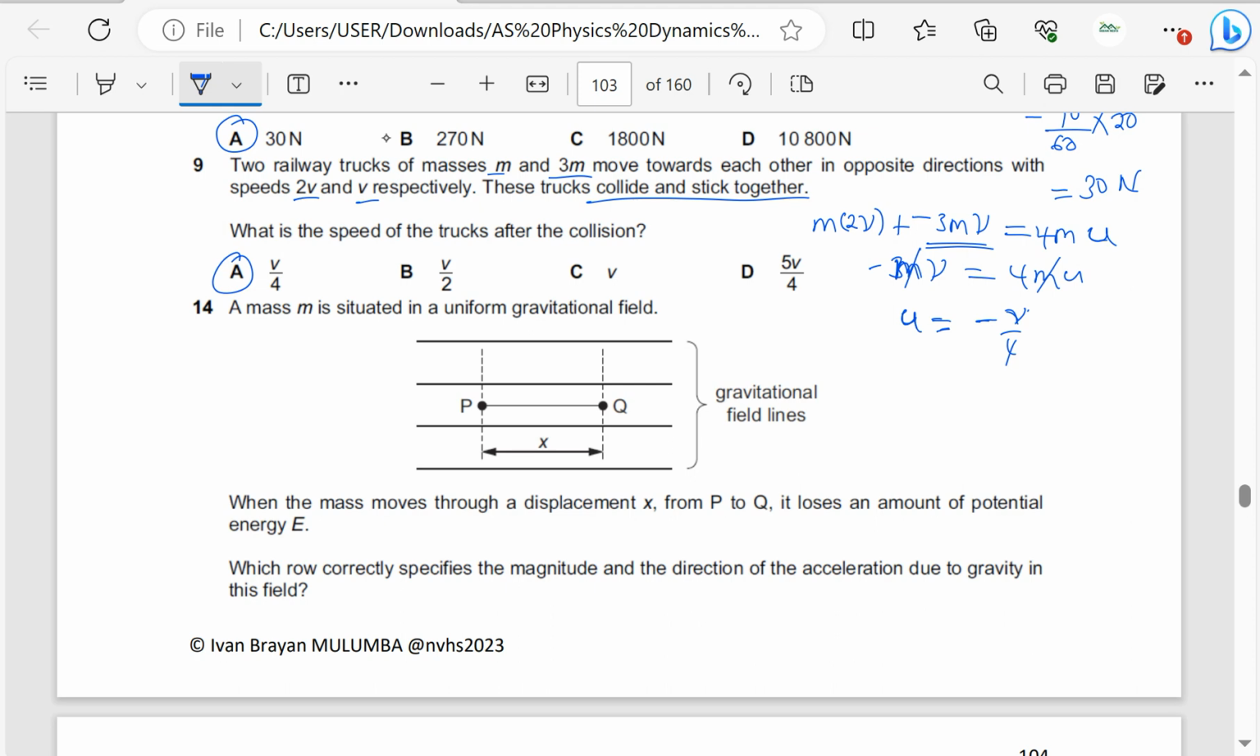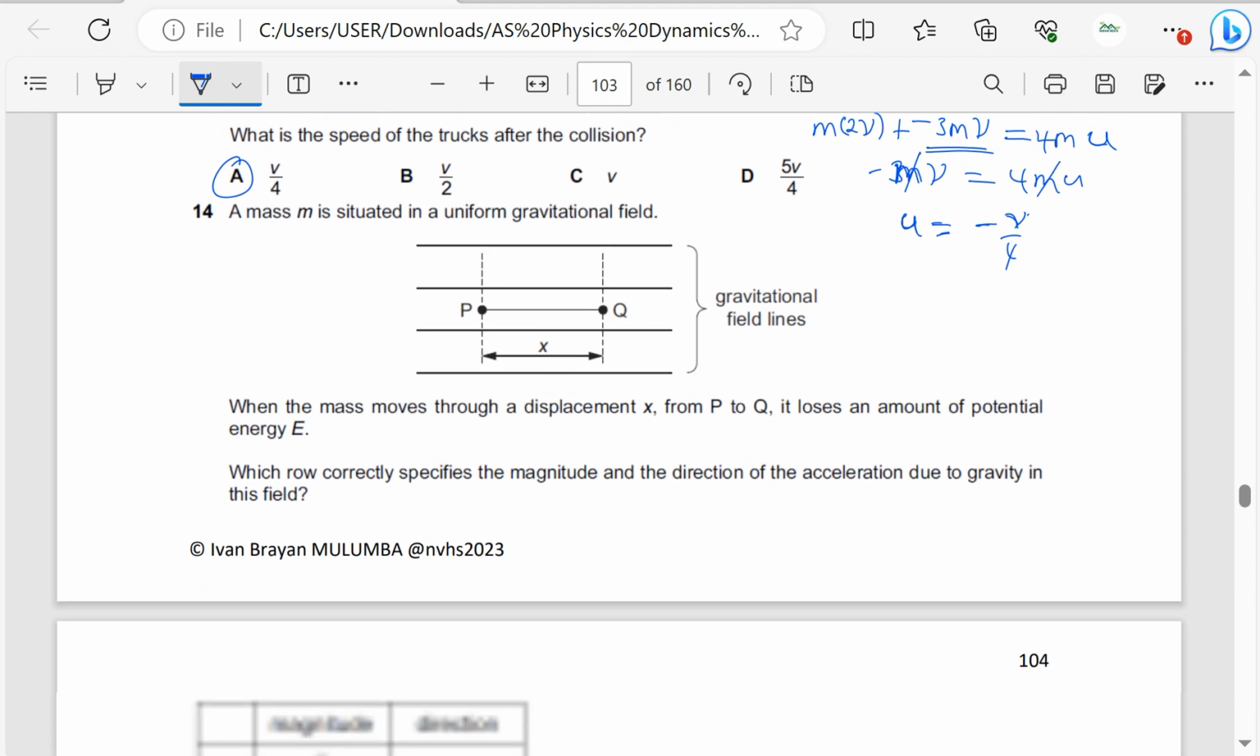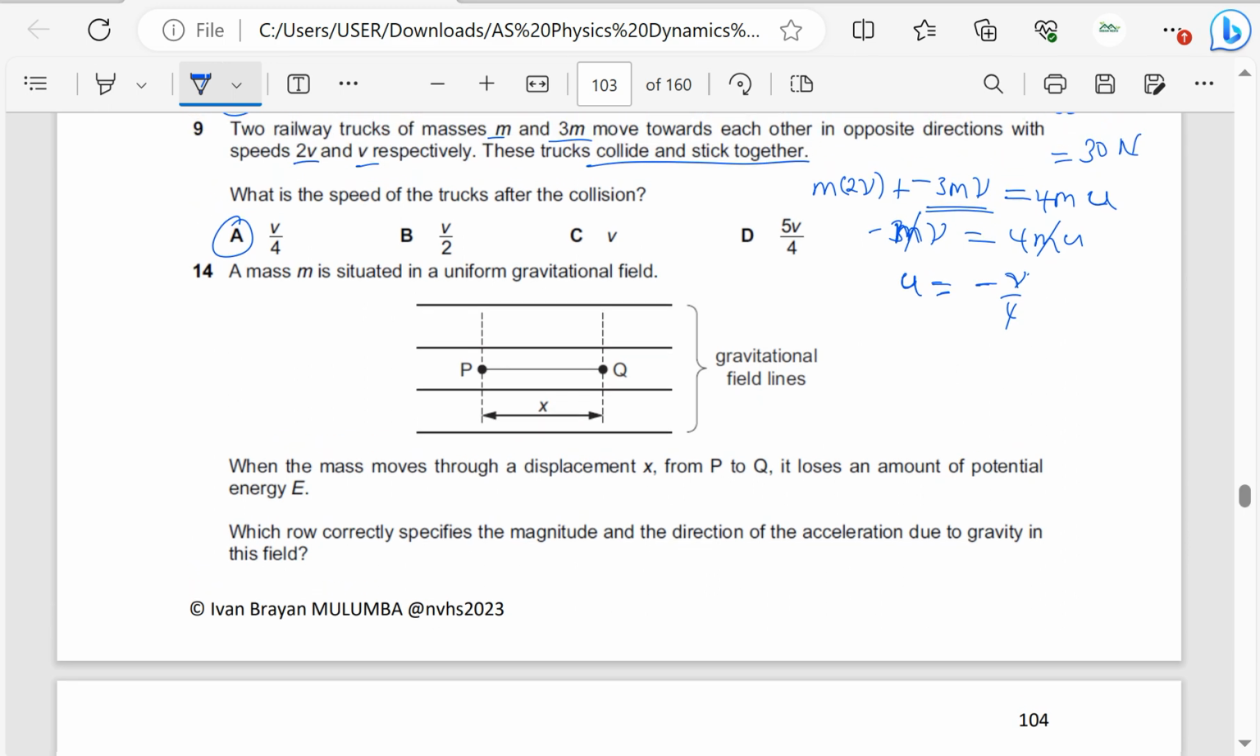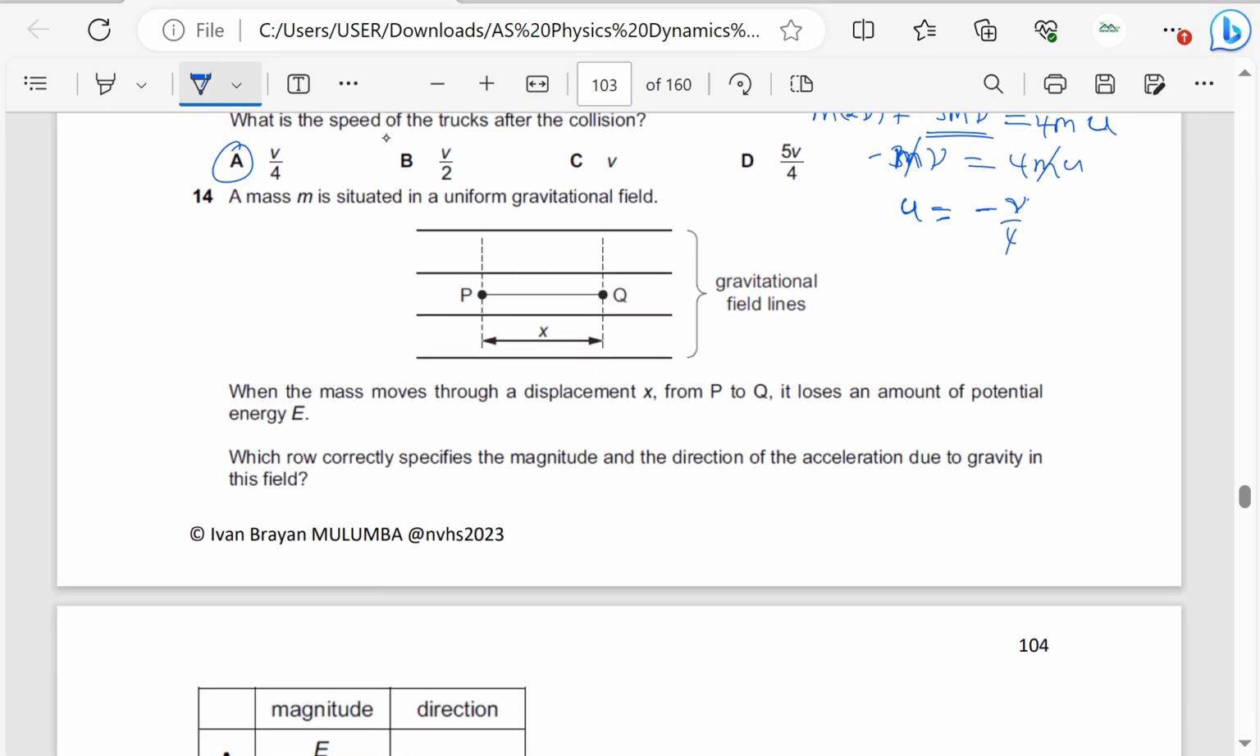That's what the negative is showing here. A mass m is situated in a uniform gravitational field. If I had done 3mv minus 2mv, it would be positive, but that doesn't matter. The mass m is situated in a uniform gravitational field. When the mass moves through a displacement x from P to Q, it loses an amount of potential energy E. Which row correctly specifies the magnitude and direction of the acceleration due to gravity in this field?